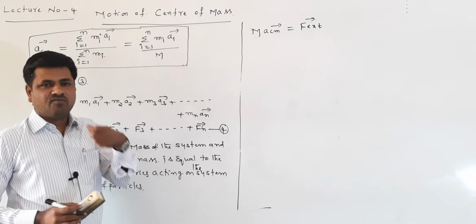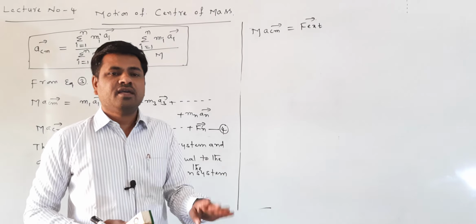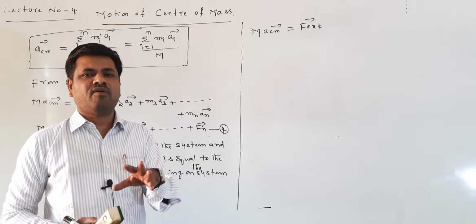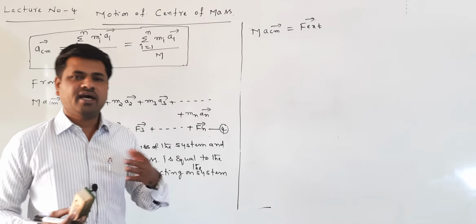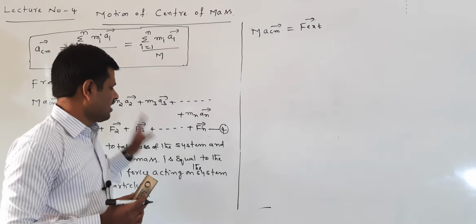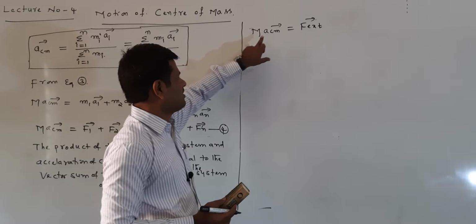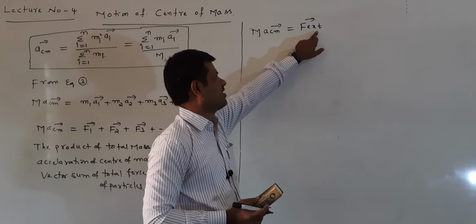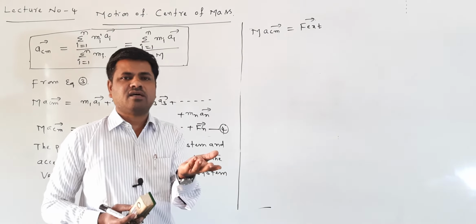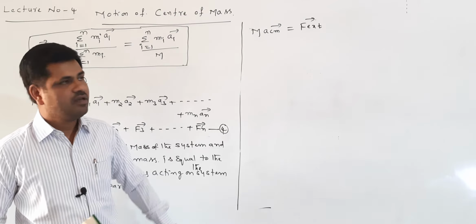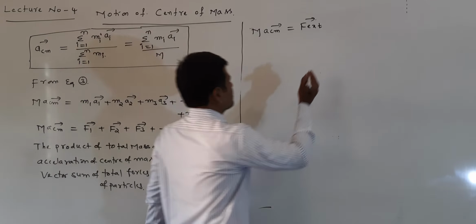In these n forces, some are internal forces and some are external forces, but internal forces act in the opposite direction, in the form of pairs. Pairs means they have equal magnitude but opposite direction, so they cancel with each other. Only external forces remain. So I write M into ACM bar is equal to F external bar. Internal forces are cancelled, only external forces remain. This equation is given as equation number 5.